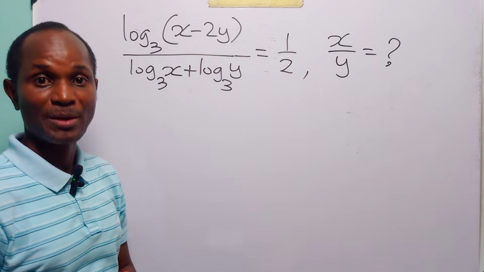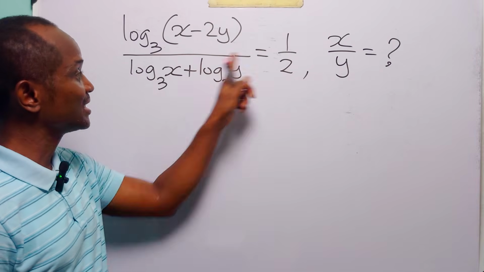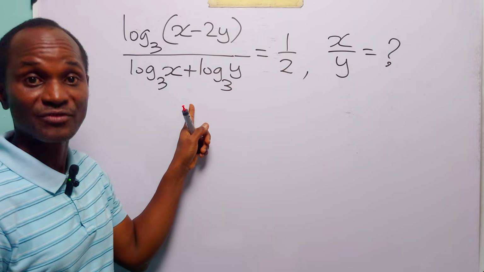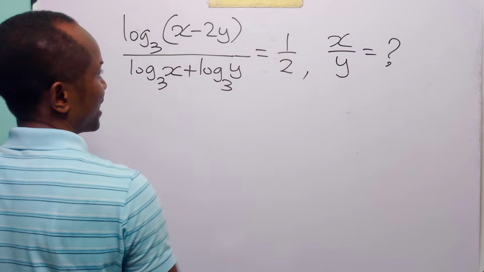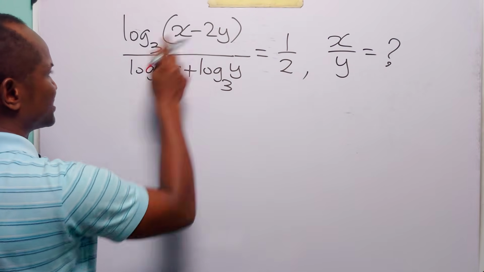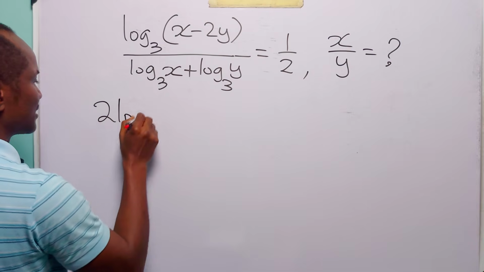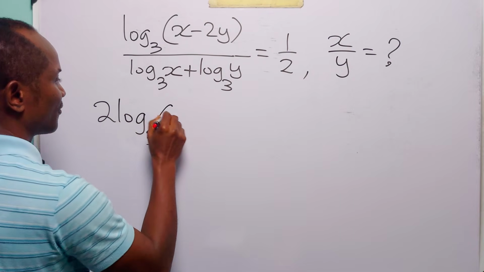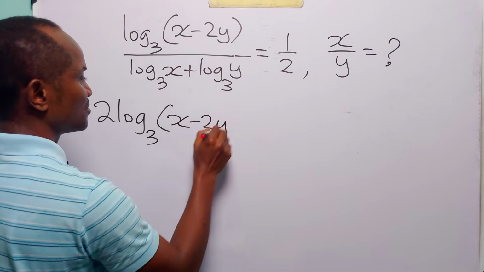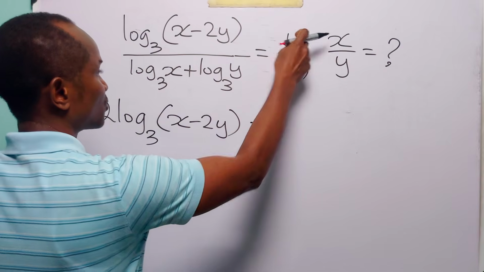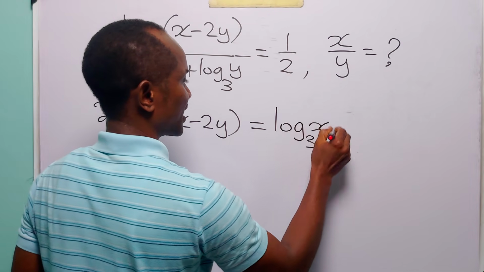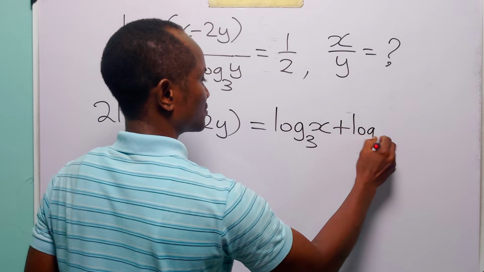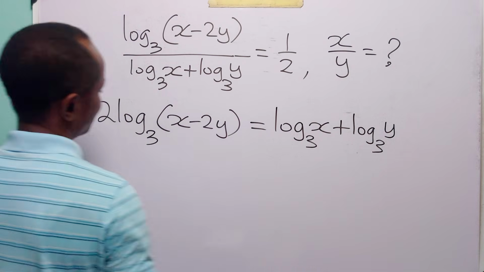Now, to solve this problem, we are going to start by getting rid of these two fractions on both sides of this equation. And of course, to do that, we cross multiply. So we have that 2 times this, that is 2 times log to base 3 of (x minus 2y), is equal to 1 times this. So here we have log to base 3 of x plus log to base 3 of y.